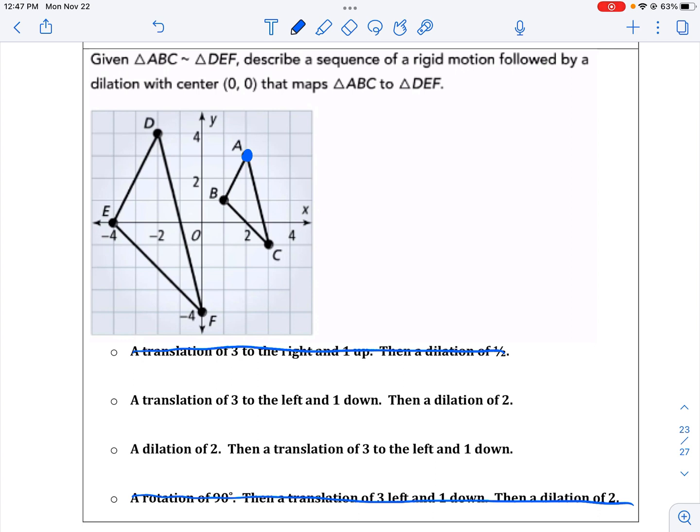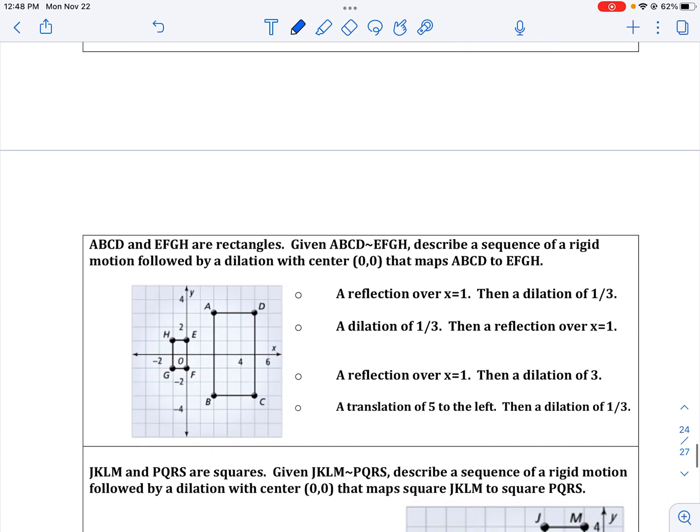So a translation of 3 to the left and 1 down. So if I take A and go 3 to the left and down 1, negative 1, 2. And then a dilation of 2, which means I have to multiply those points, each coordinate, by 2, which gives me negative 2, 4. Negative 2, 4 leaves me on D, so that means this is the correct translation for this picture.